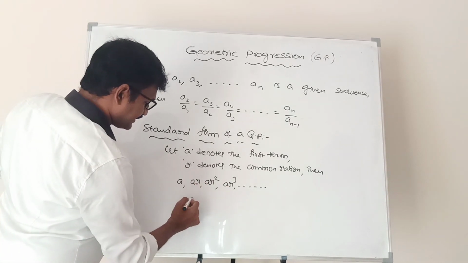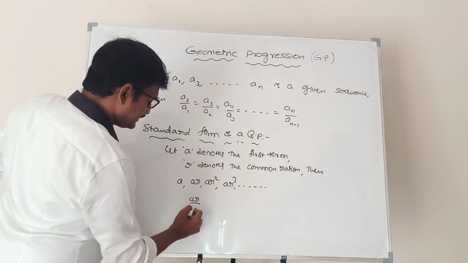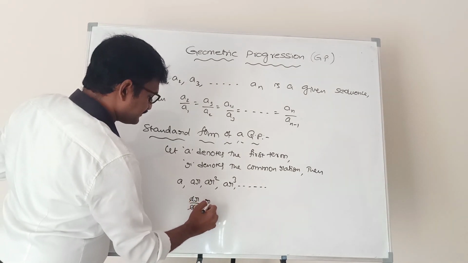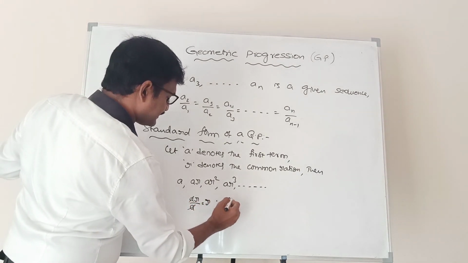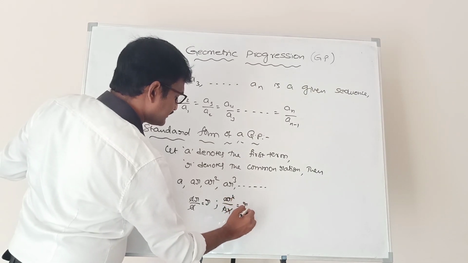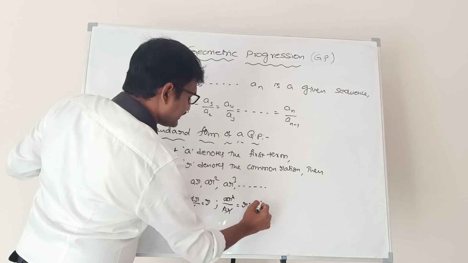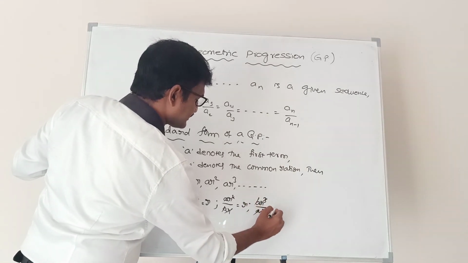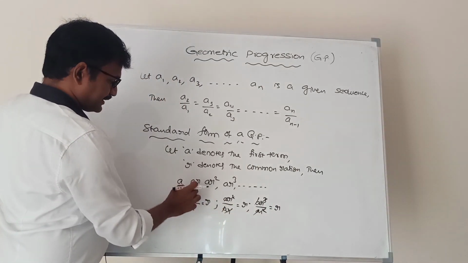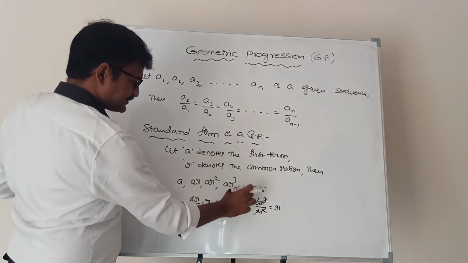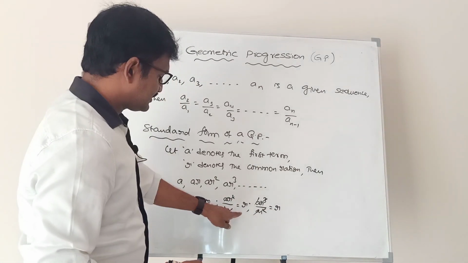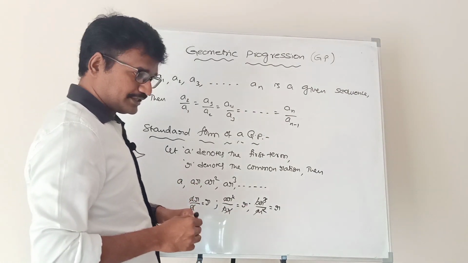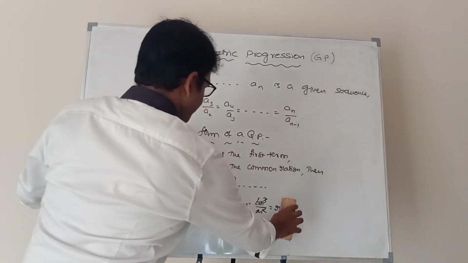What is AR by A? AR by A is equal to R. Similarly, AR square by AR, A and A get cancelled, R and R get cancelled, R. Similarly, AR cube by AR square, A and A get cancelled, R cube, R square gets cancelled, R. See, the ratio between two consecutive terms is equal to R. Therefore, it is called GP.